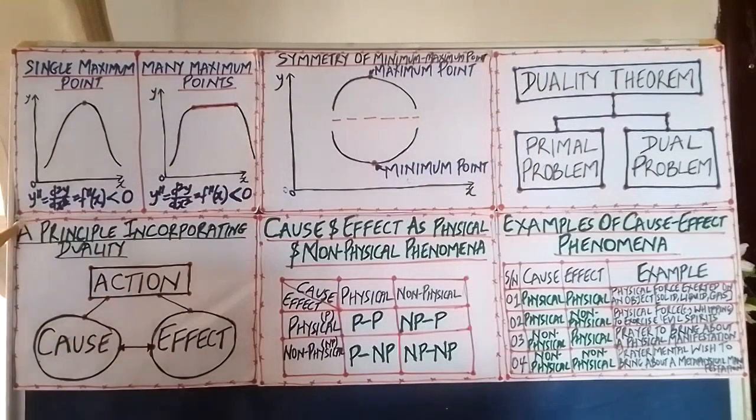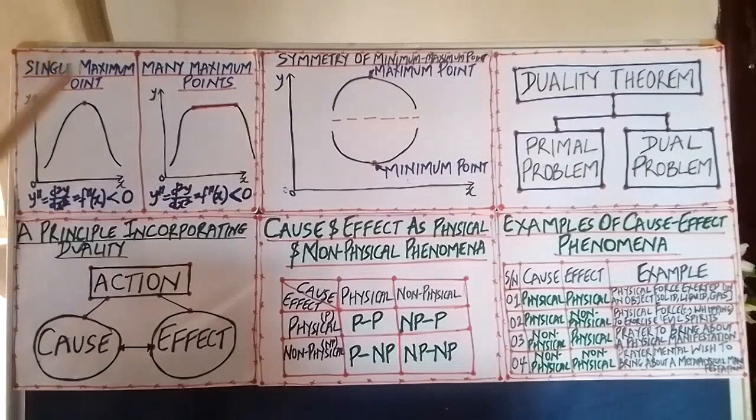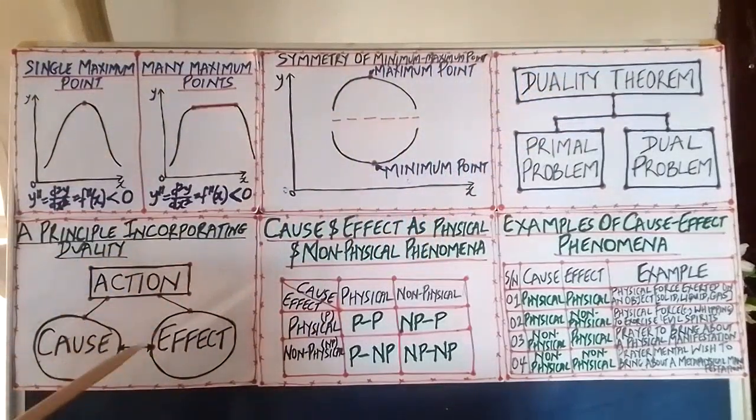So we want to move forward to now consider a principle incorporating duality. We should be reminded that we are considering duality in nature, and in this particular episode we are looking at maximization in particular, and some related concepts with respect to duality in nature. And that's why we have considered the duality theorem here. We now want to consider the concept of cause and effect in nature. It's a popular concept, especially in philosophy.